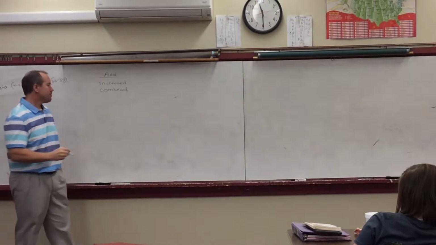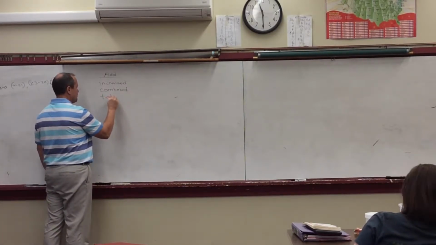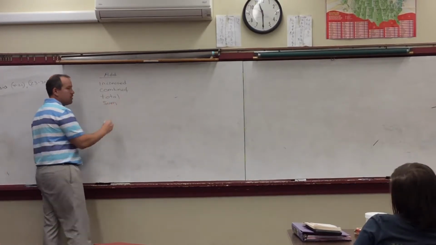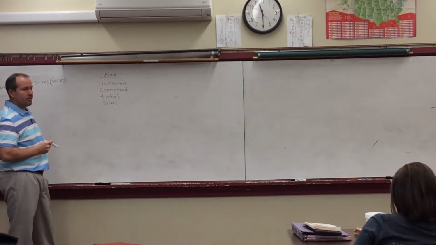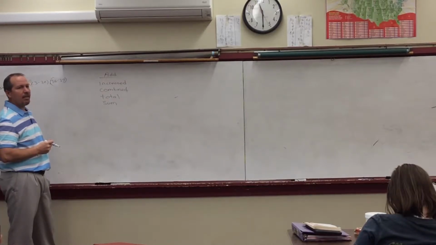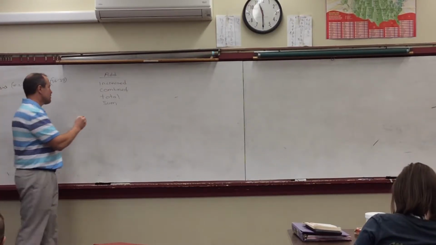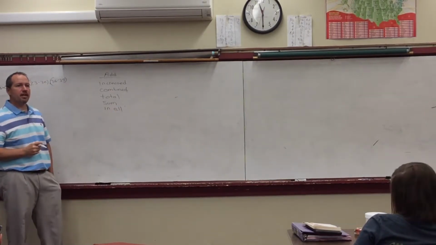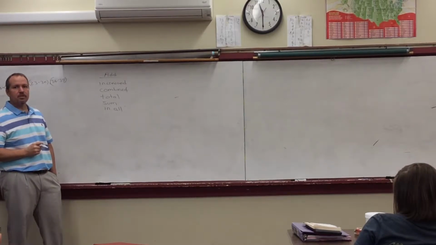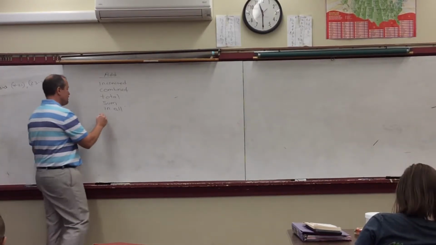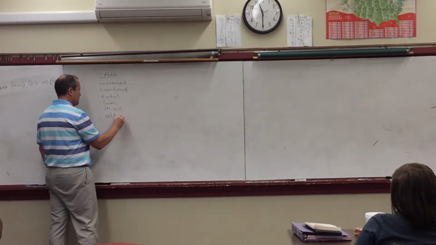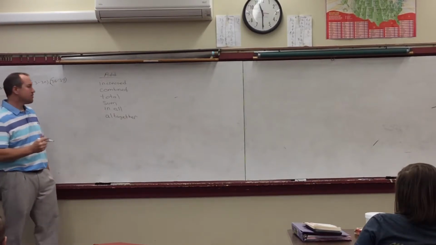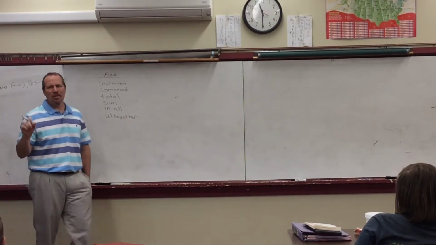Aiden. Total. Autumn. Sum. Already have that? Landon. In all. All together. How many more? You got to be careful with that.